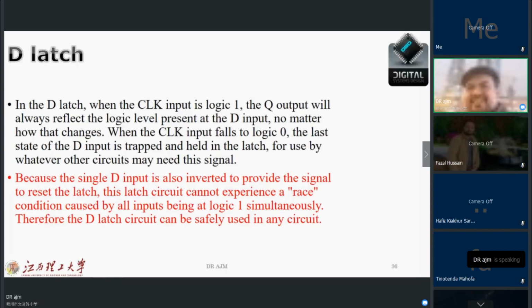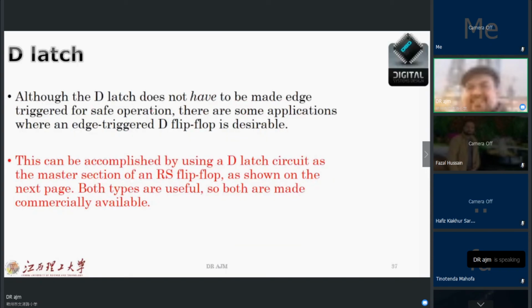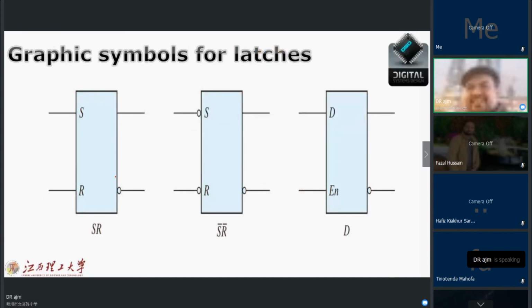Although the D latch does not have to be made edge-triggered for safe operation, there are some applications where edge triggering is desirable, and this can be accomplished by using the D latch circuit as the master of RS flip flops, as shown in the next part that I will show you here. You will see that we can have the S bar, R bar, or SR and D type of flip flops.